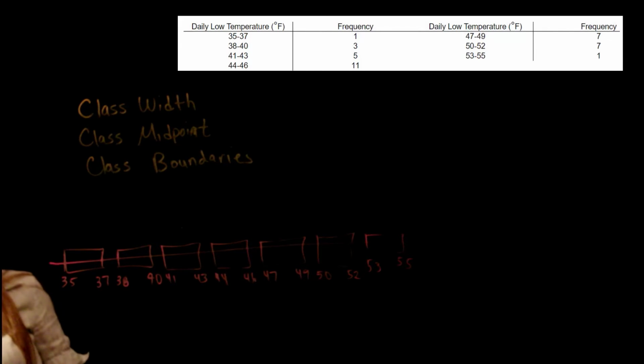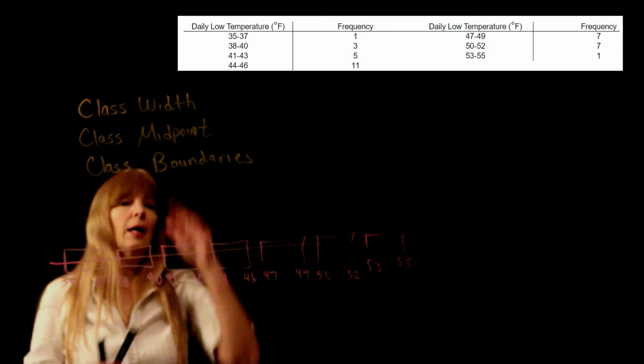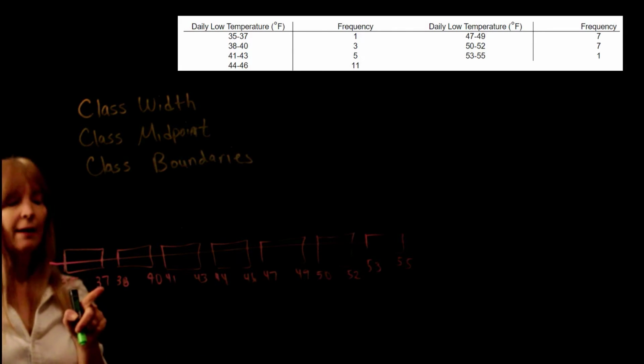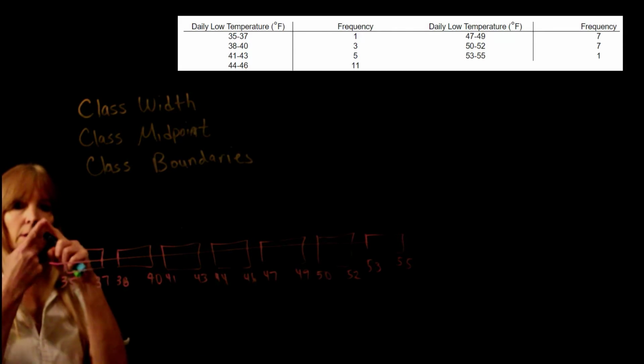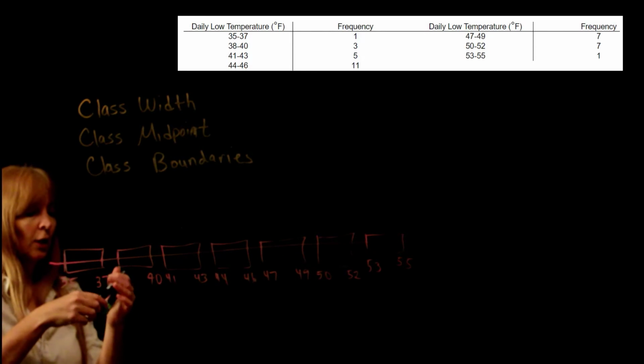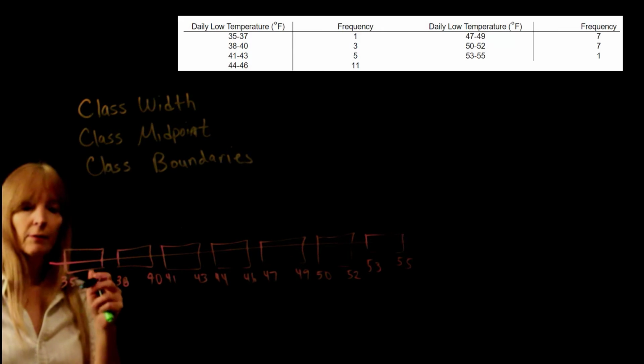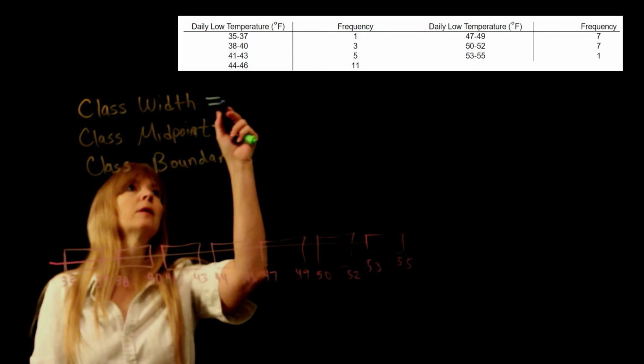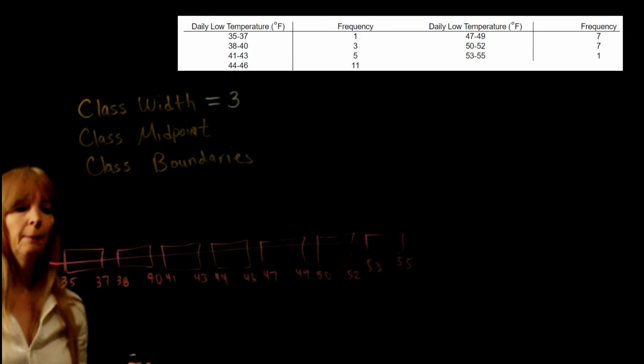Well, then it asks for the class width. Well, from 35 to 37, 35, 36, 37, didn't even need my toes for that one. So I can see that 35, 36, 37, that my width is 3.